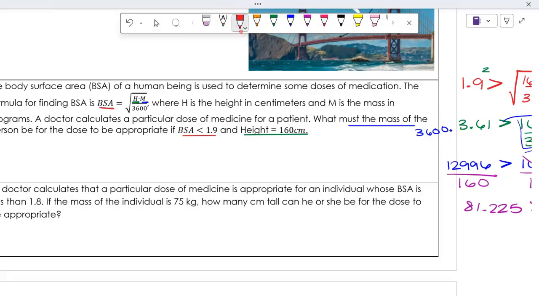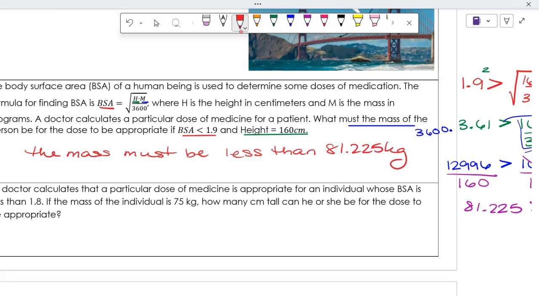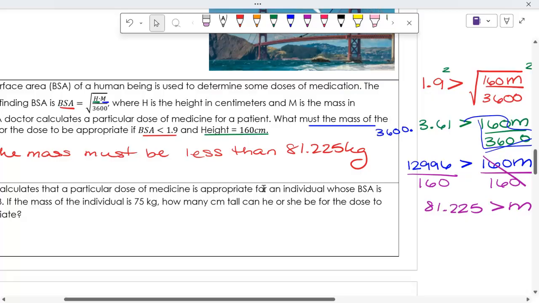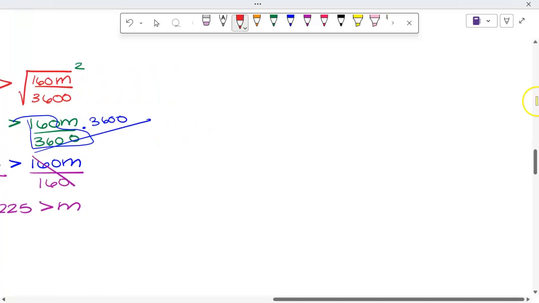The answer is the mass must be less than 81.225 kilograms. That's what we have right there. Now, just like with the last two, I'm also going to solve this equation for M before substituting anything in, for anybody who wants to try it that way.